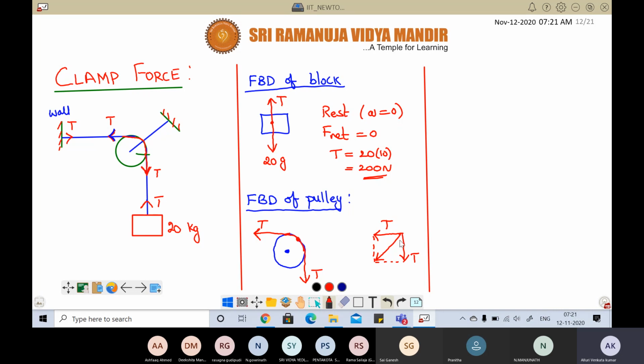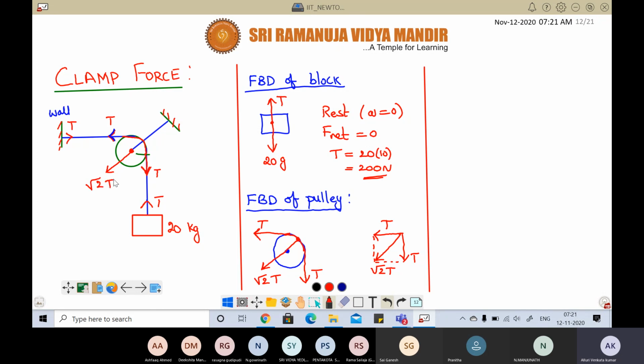This angle is exactly 90 degrees, which means the resultant will be root 2T. Correct or not? Root over T square plus T square plus 2T square cos 90. Cos 90 is 0, so root 2T. This resultant will be root 2T. So that means the pulley will experience a force of root 2T downwards.